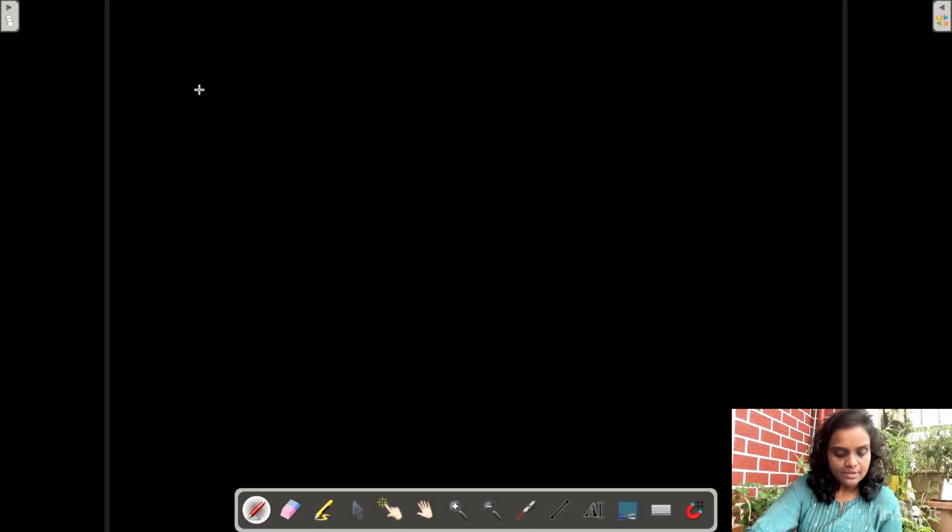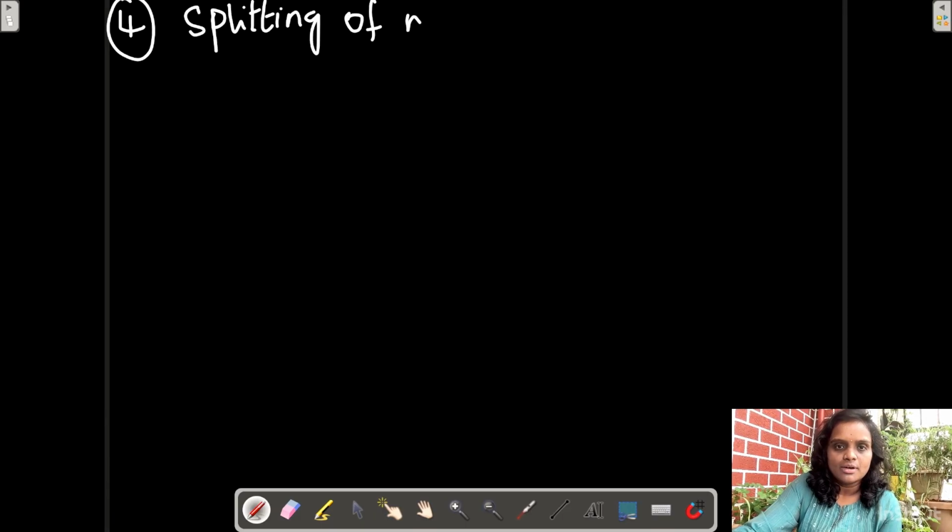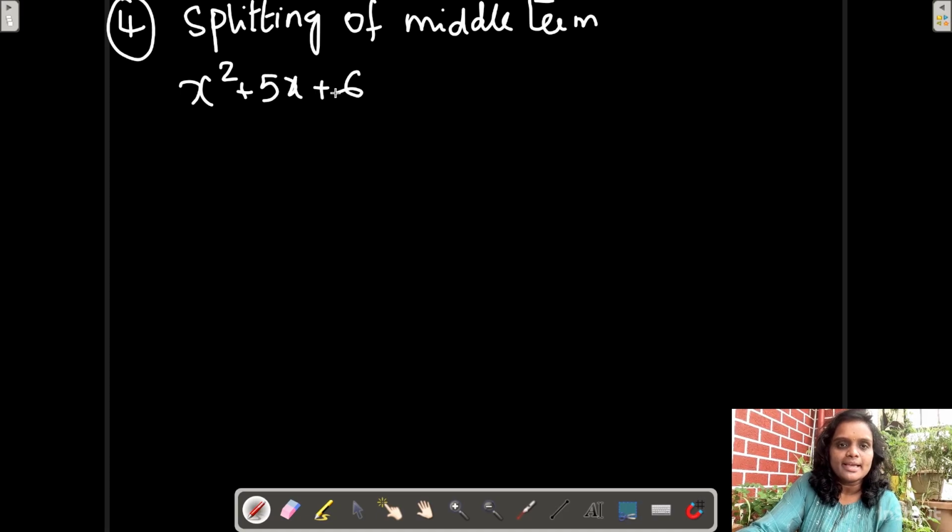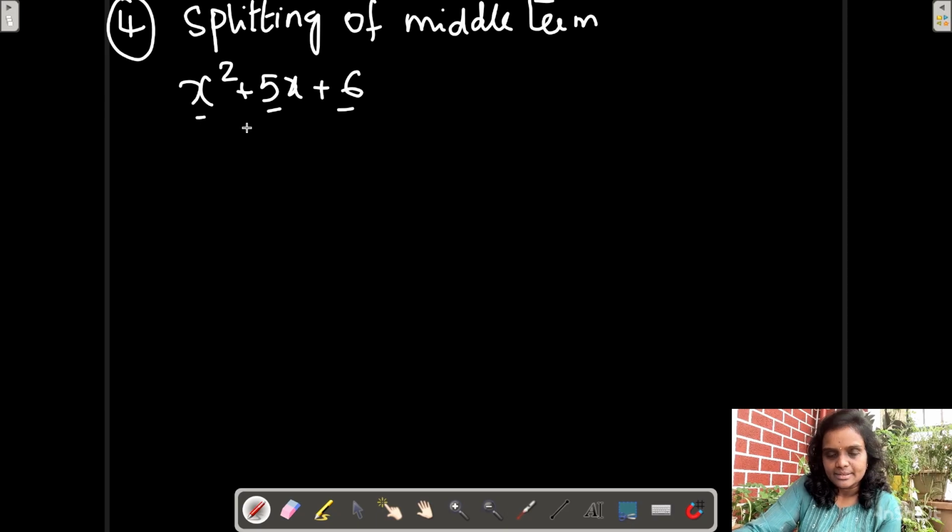Now let's go to method 4. Let's go ahead with our fourth method, that is splitting of middle term. Let's take one example to solve this: x square plus 5x plus 6. If you see, we cannot directly use any of the identities here, because this is not b square. It cannot be written as b square. So in such cases, you have to follow the splitting of middle term method. You have to find two numbers whose product is the constant term and the coefficient of x square.